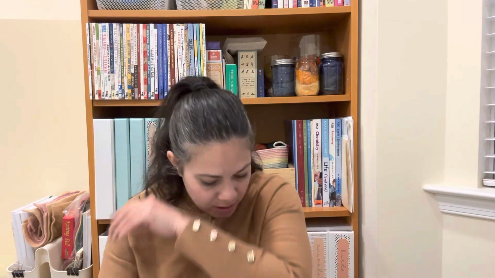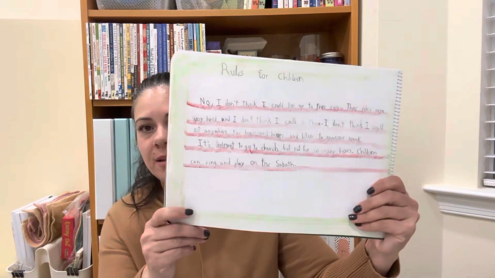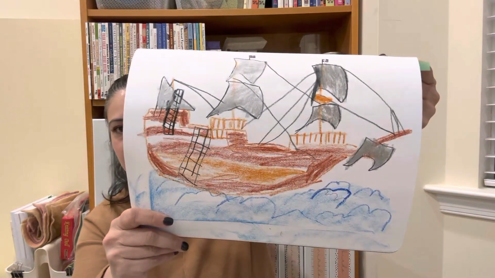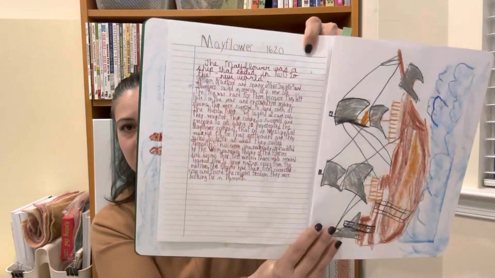Then we moved on to, like, he made his own rules for children. Then we're going to go into, oh goodness, the Mayflower. This was Julian's Mayflower Compact, his own rules we all had to sign. Then we discussed again rules and how they were. He made rules for children, the rules the children had to follow. He made a picture of the Mayflower, and then he wrote about that there.